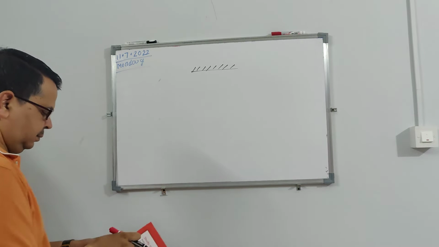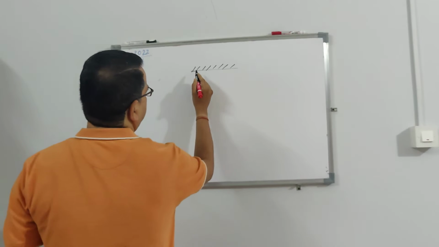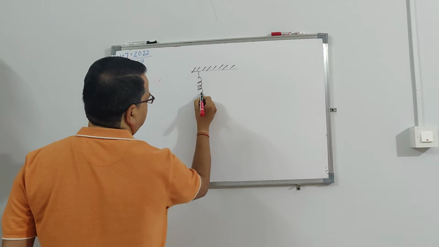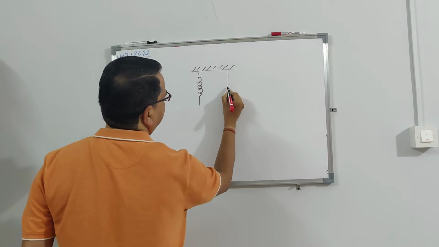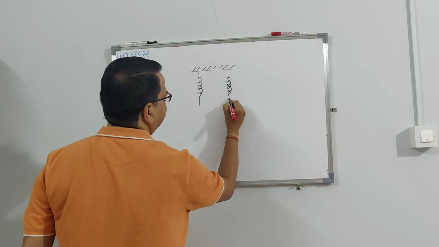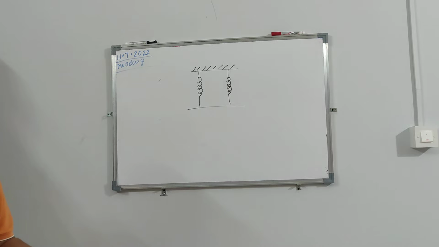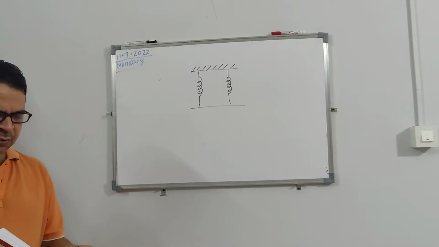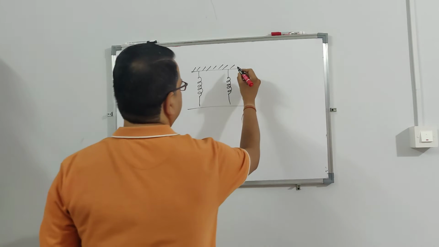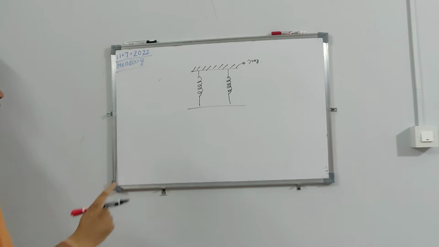See, I have two springs. I have one spring like this, and I have one more spring like this. A tray of mass 12 kg is supported by two identical springs. So let us say this is a tray which is being supported by two springs.